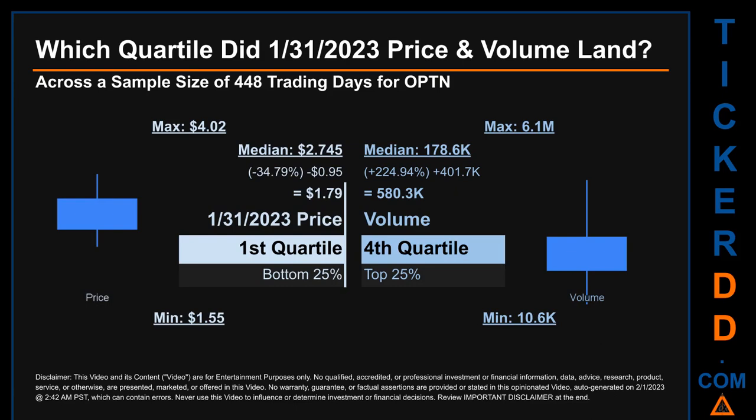Descriptively, OPTN has a median price of $2.745. Therefore, January 31st, 2023 price was lower from that middle marker by 34.79%. The day's volume of 580.3 thousand was more than the median by 224.94%.